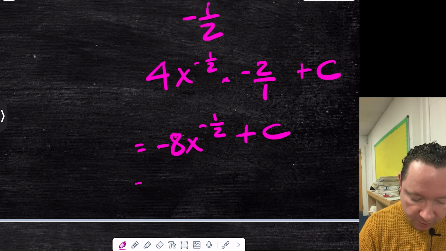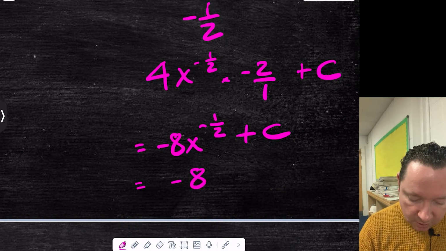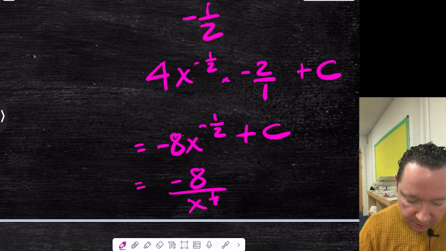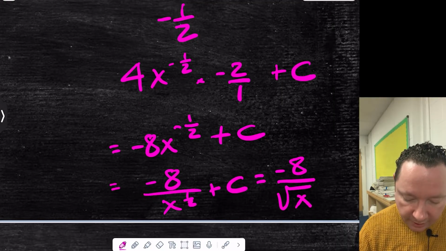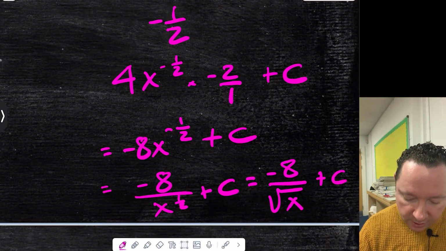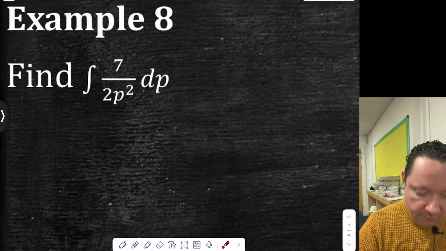So one step further, minus 8 over x to the half plus c. One step further still, minus 8 x to the half is the square root of x. So you could have written that as well, plus c. But most of the time you'll get your mark at this point. Okay, a few more examples.